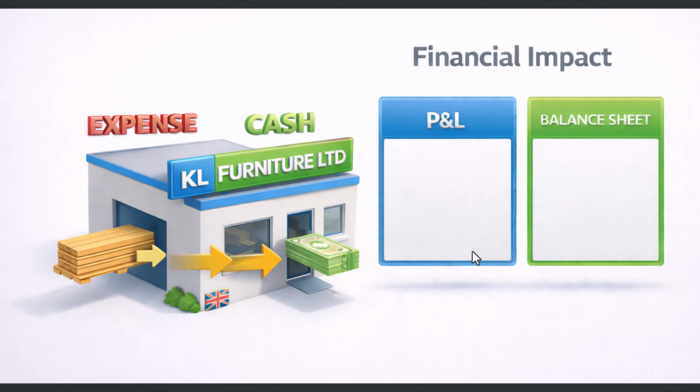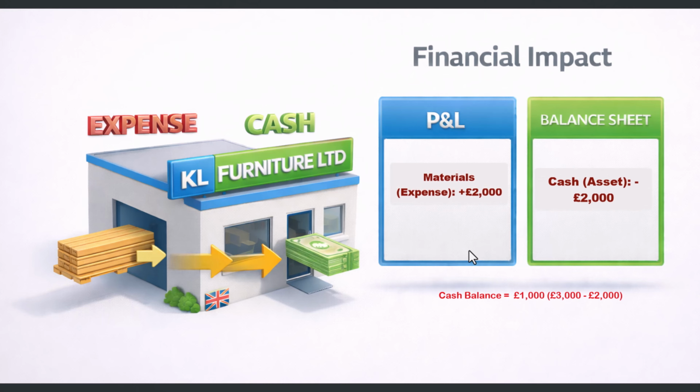Phase 3. Operations. The P&L begins. Now, the business starts operating. First transaction. KL Furniture Limited buys £2,000 worth of timber and pays for it immediately in cash. Ask the question: money has gone out. Was it consumed? Yes. The wood will be used in production. It's gone. So, this is an expense. The result is materials expense increases by £2,000. Cash drops to £1,000.